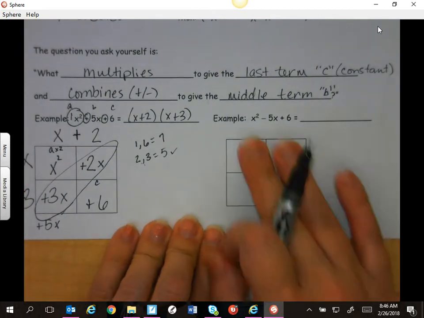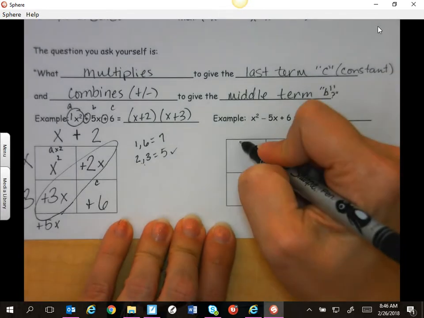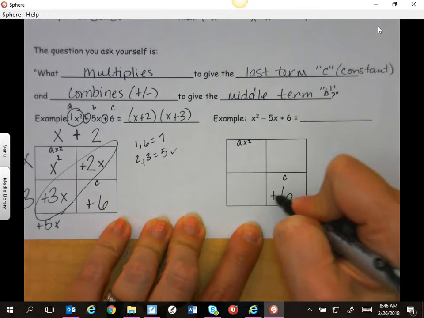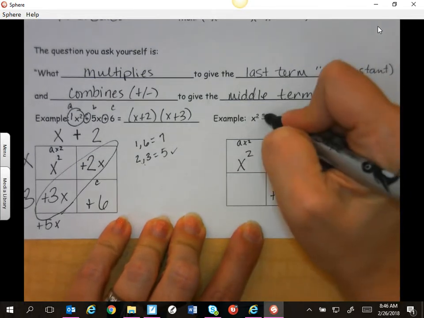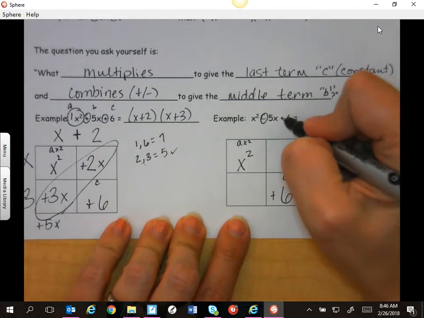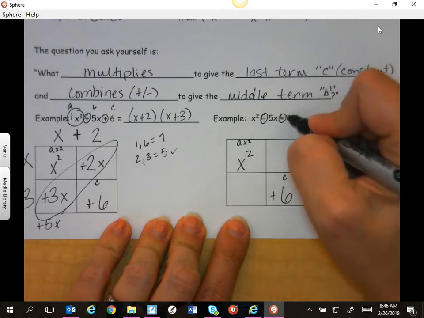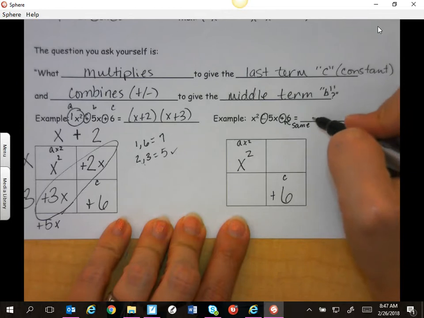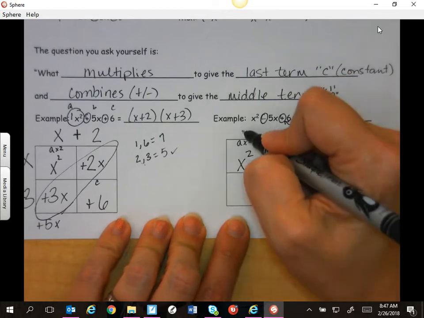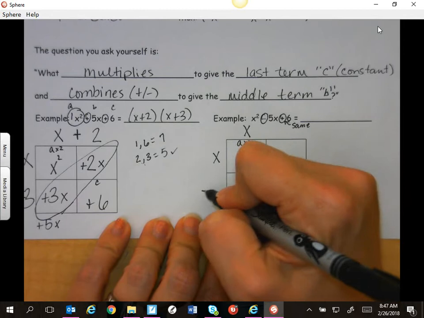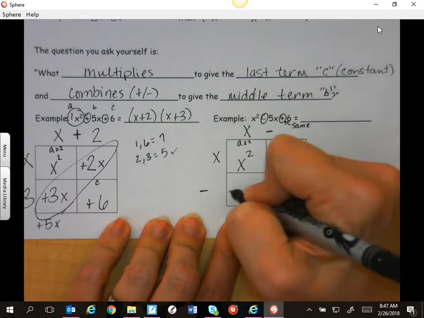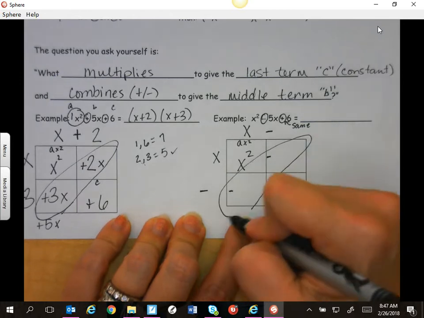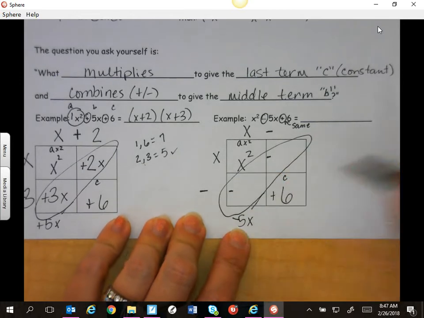In this example, here's our ax squared, here's our c. But I want you to notice that this is a minus and this is a plus. So this means that they are the same, but they're going to both be negative. So we have x times x is x squared, and then I have a negative and a negative. And whatever I get when I collect like terms right here needs to be a negative 5x.